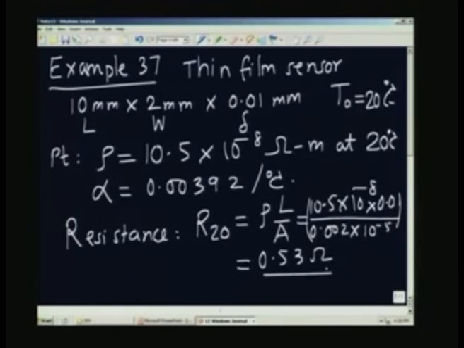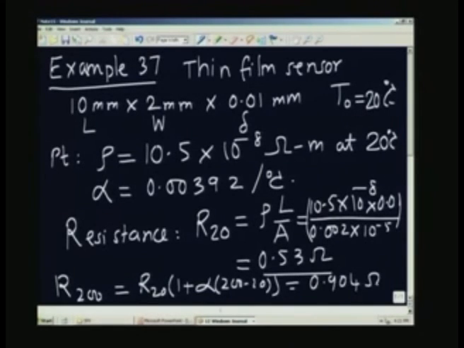The resistance is 0.53 ohm. And in fact, I can calculate the resistance at 200 degrees, when the thin film sensor is allowed to go up to that temperature. The value will be just R20 multiplied by 1 plus alpha into 200 minus 20. So, all I have to do is plug in all the values. This comes to about 0.904. If the output of the sensor is proportional to the resistance, you will see that it will go up almost by a factor of 2 during the operation of the sensor in this particular example.